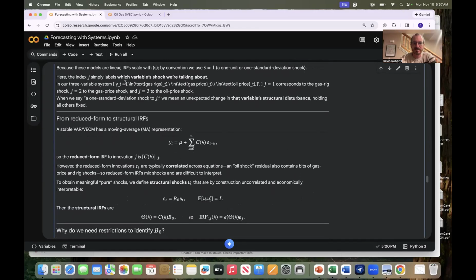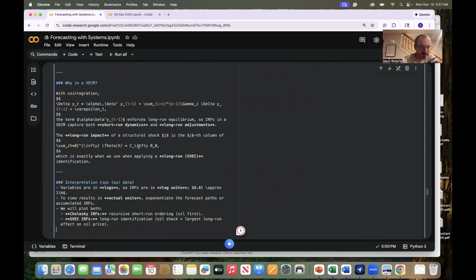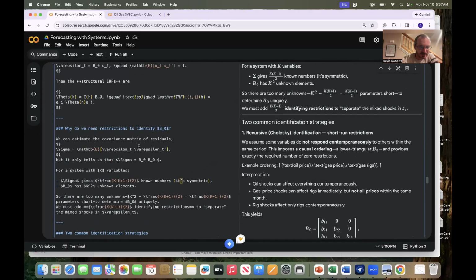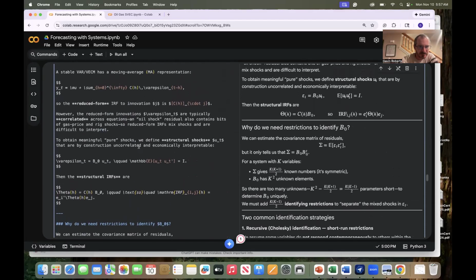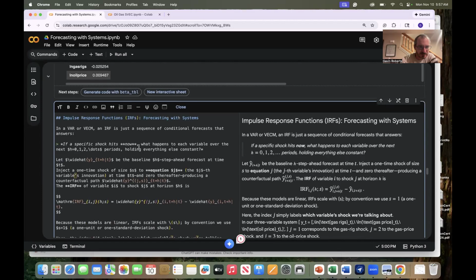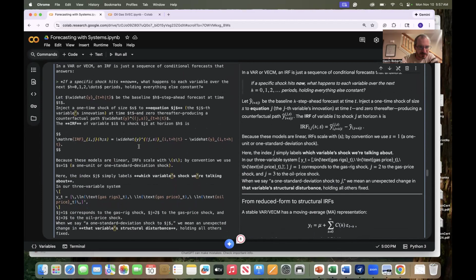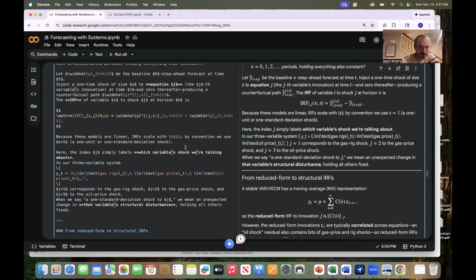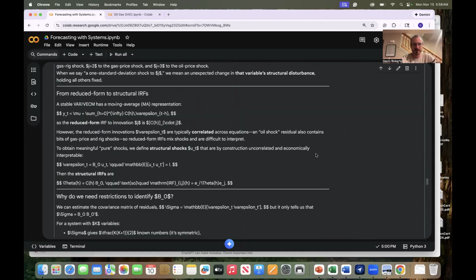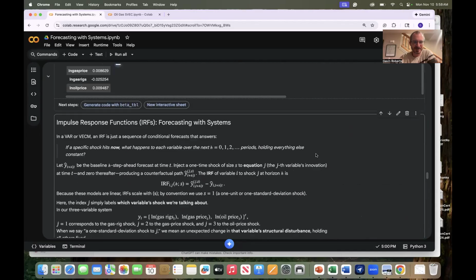So here the index J simply labels which shock we're talking about in our 3 variable system. So that's where my math is messed up. Maybe we can fix that right now. Yeah, it should be dollars. Sorry, I'm obsessive compulsive about that. I shouldn't be doing it in the video.